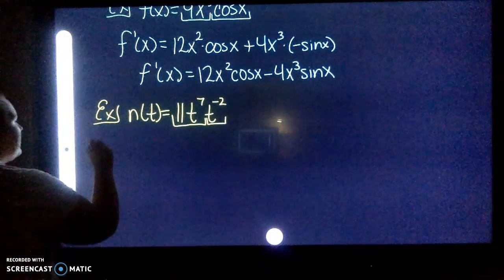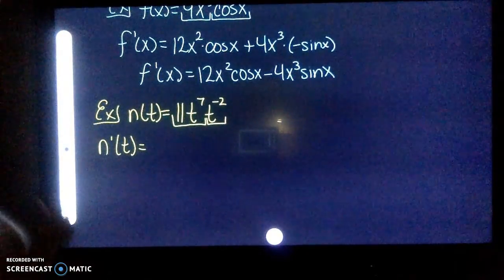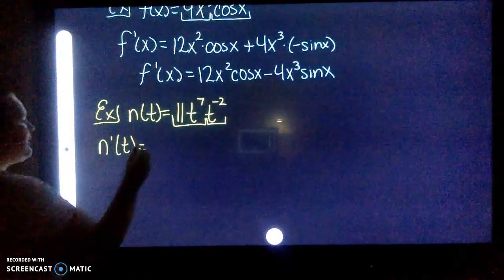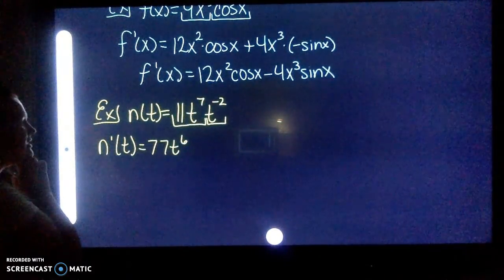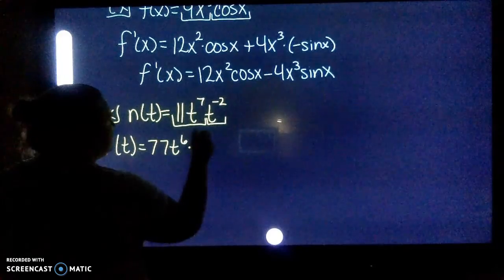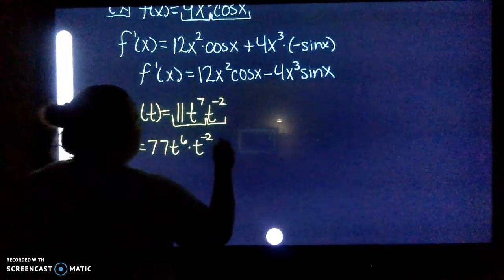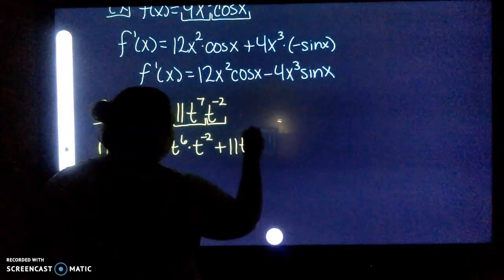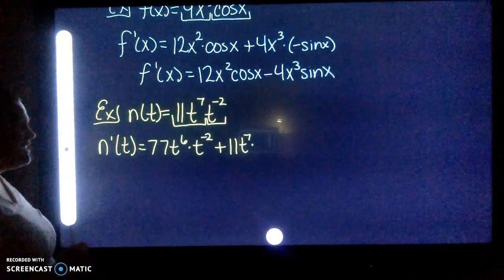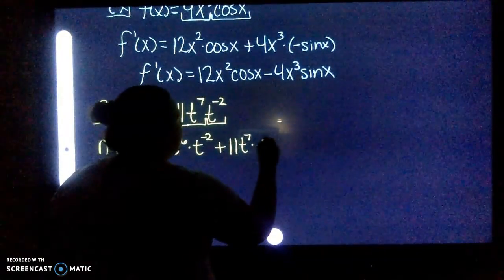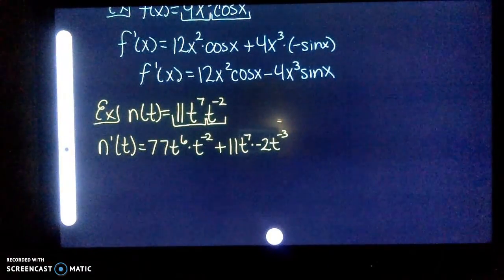So when I take the derivative n prime of t, I need to take the derivative of 11t to the 7th first. That becomes 77t to the 6th, because remember I multiply the 7 down into the 11, times the original t to the negative 2, plus the original 11t to the 7th, times the derivative of t to the negative 2, which is negative 2t to the negative 3, because I reduced my exponent by 1.